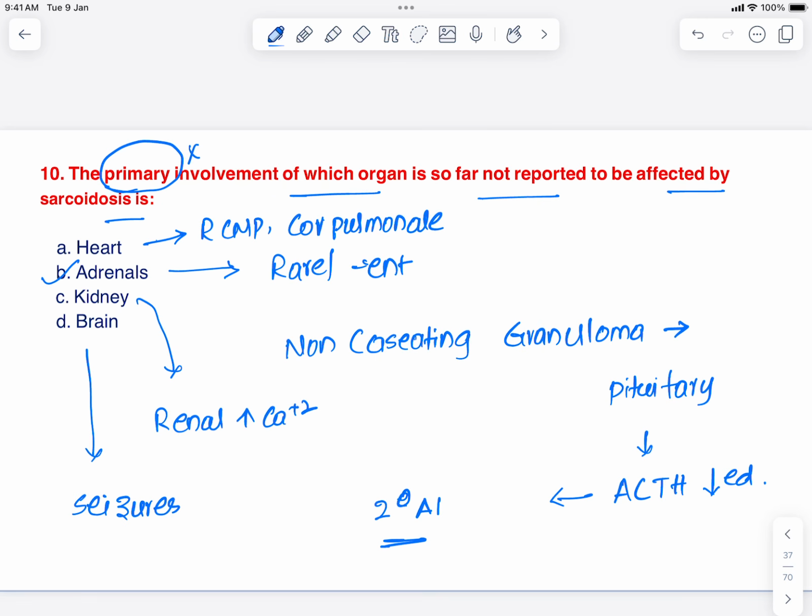But among all the organs, the most important is lung, followed by skin, followed by eye involvement, followed by liver involvement, and then cardiac involvement.